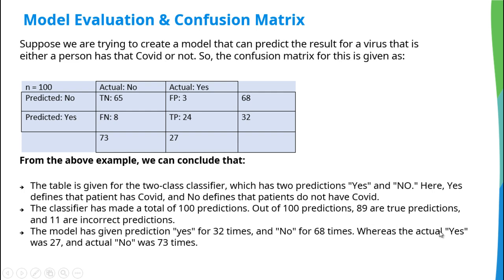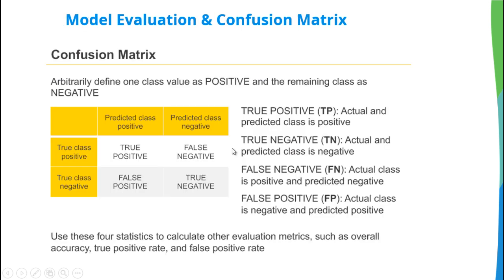Whereas the actual yes was 27, okay, and actual no 23. But this is what the model predicted, and this is the actual value, okay? So you can see that is what it means. So let's see more examples. Arbitrarily define one class value as positive and the remaining class as negative. So this is what I just explained.